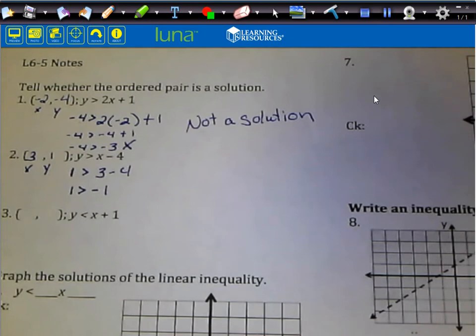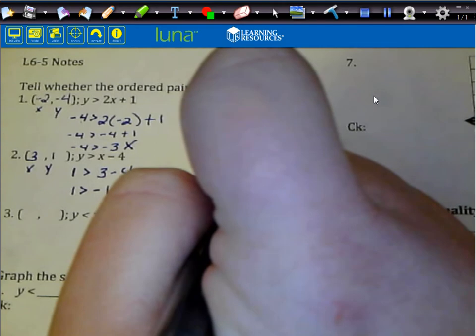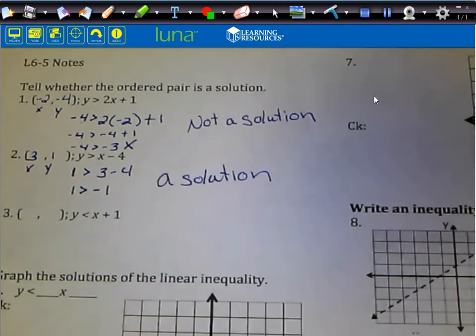So then we have to look and say, okay, is it the bigger number here? And it is. 1 is greater than -1. So we said this one is a solution. So the first one was not a solution. The second one is a solution.